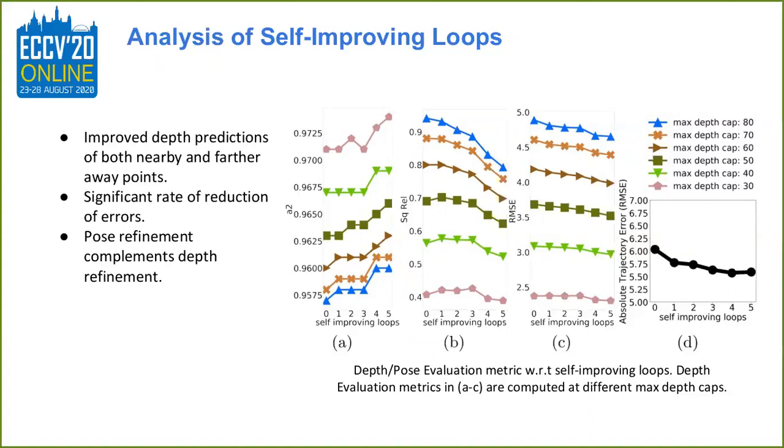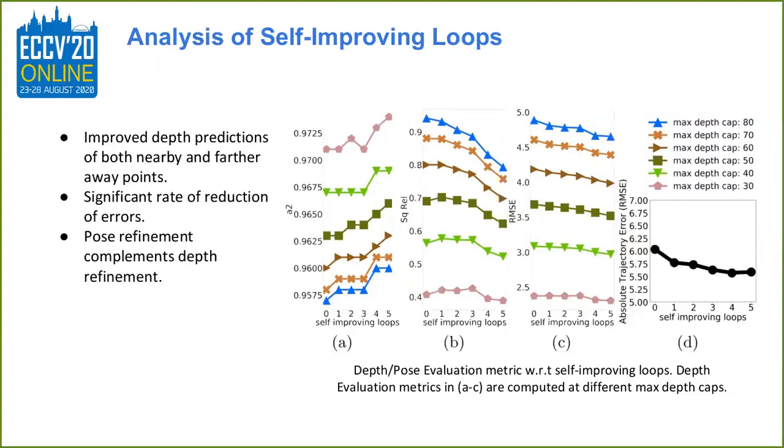For example, the slope of error curves in figure B to C corresponding to max depth 80 is steeper than that of max depth 30. This validates our hypothesis of including wider baseline losses that help the depth network predict more accurate depth values for farther points.